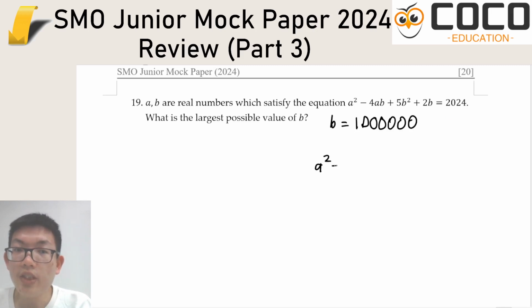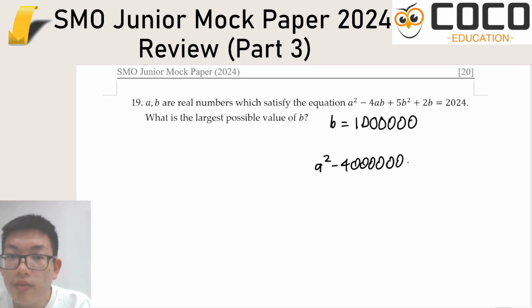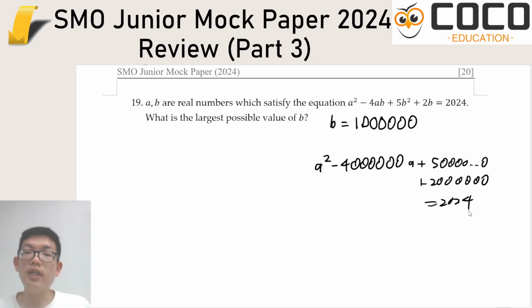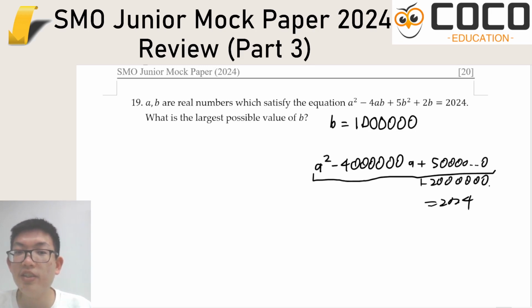Now you're going to end up with A squared minus 4 million A plus 5, lots of zeros, equals 2024. So we ask ourselves, what is going to be the problem with this? And the answer is that, well, probably this means that A squared minus 4 million A plus 5 trillion will be a lot more than 2024.